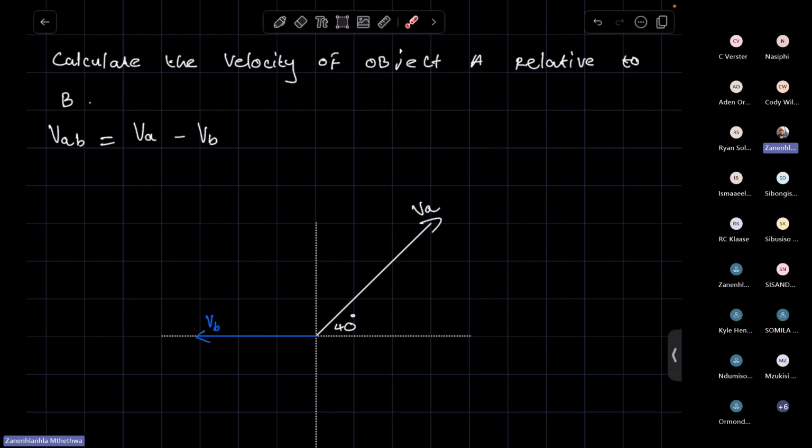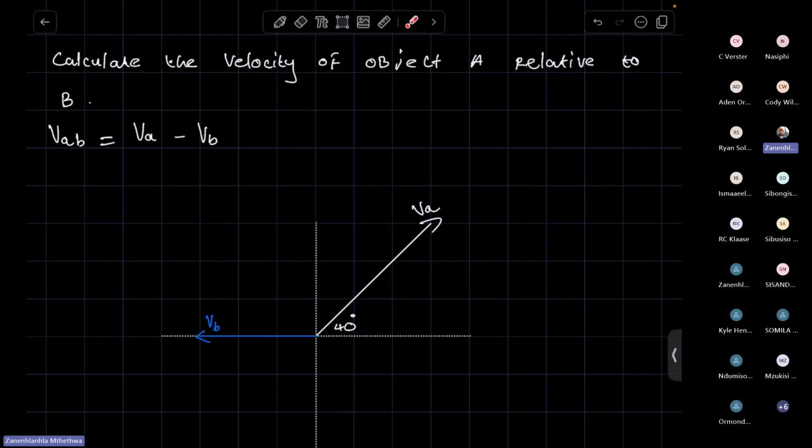If your vectors are oblique, you have to resolve them. Once you've resolved them, the components thereof will then align with the Cartesian plane, and you'll be able to apply conditions of equilibrium. That is the method of components. So that's method number one.